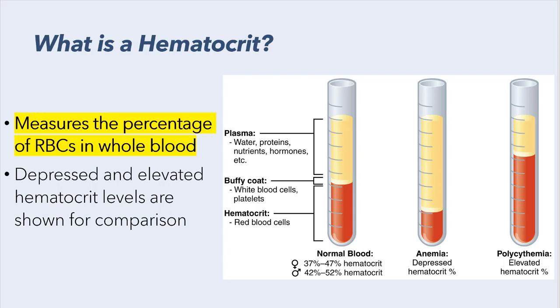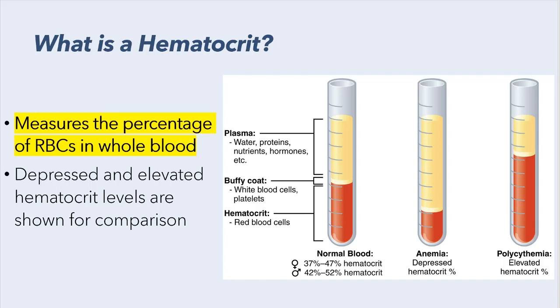The normal hematocrit for an adult female is between 37 to 47%. And so we're talking about that number being the percentage of red blood cells in whole blood. So once you centrifuge it, spin it down, 37 to 47% of it should be those red blood cells, and the rest should be plasma mainly. For males, it's around 42 to 52%.